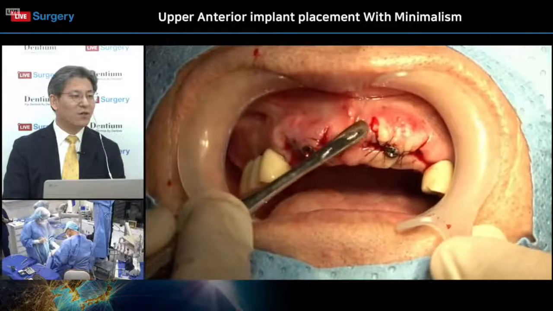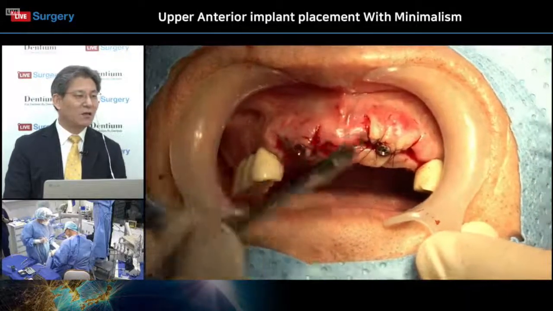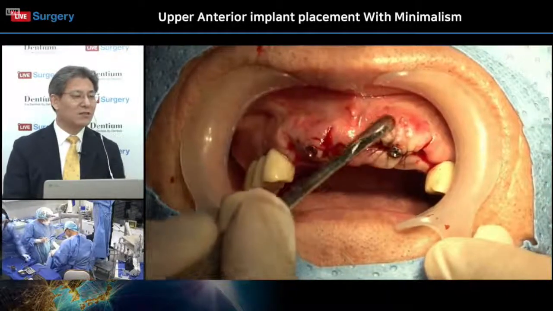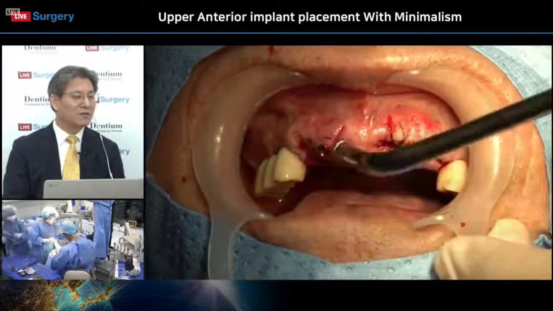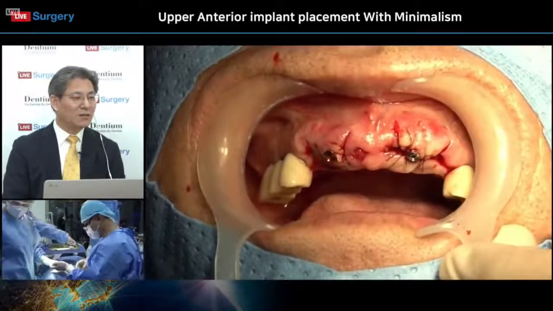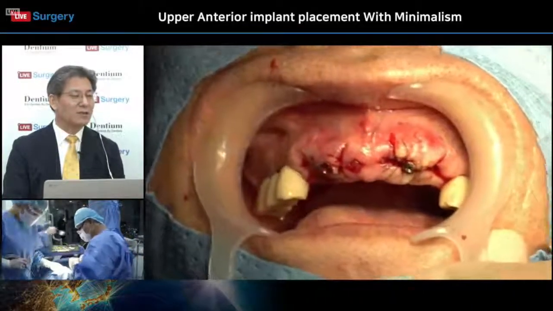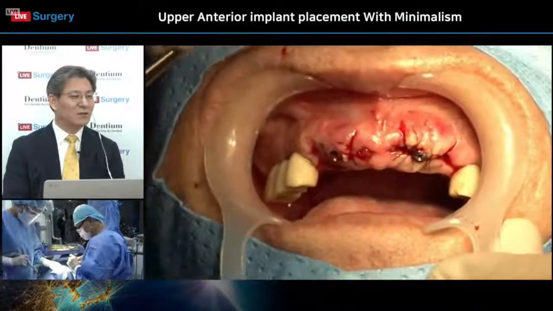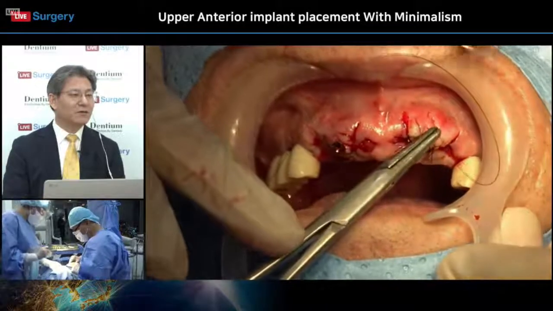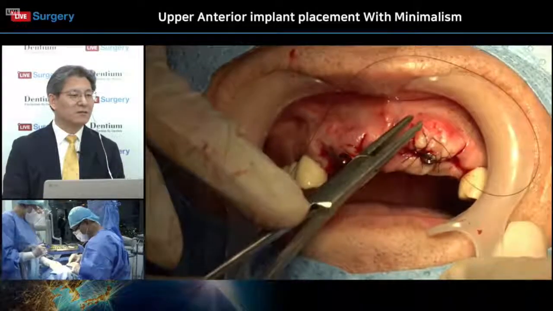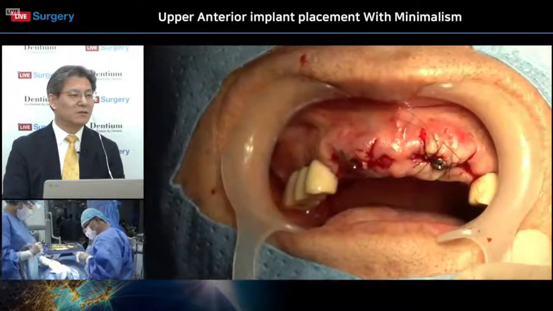This suture is an authentic technique owned by Dr. Chung. So, very nice. Simple but effective. Thank you. Simple and effective.